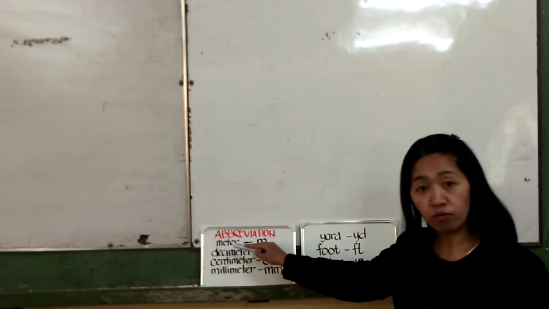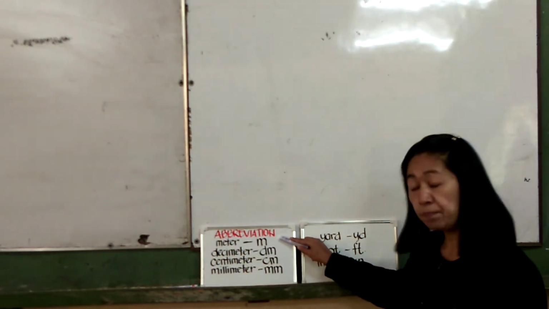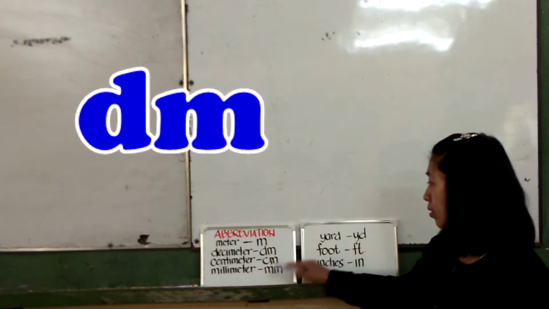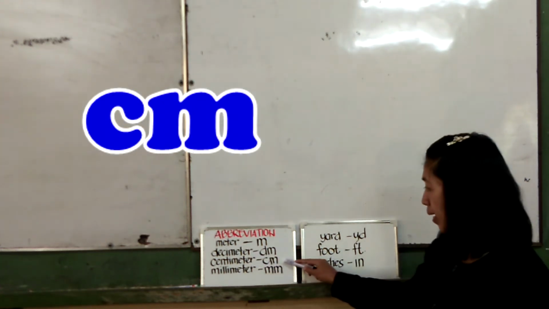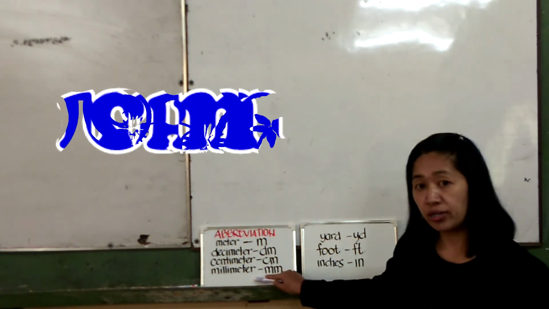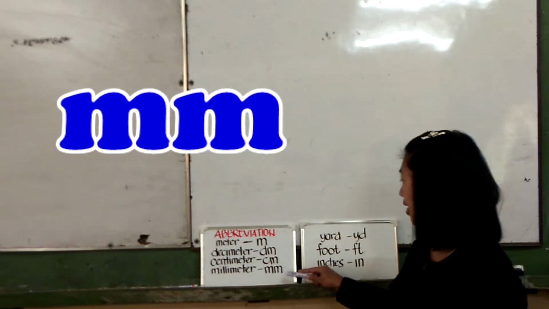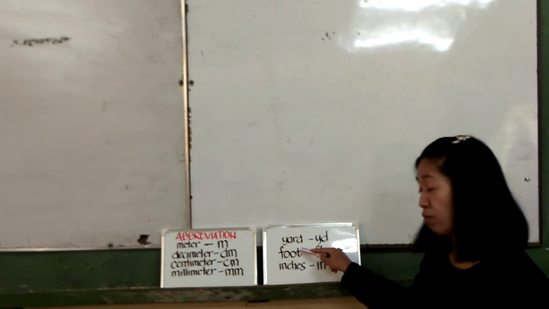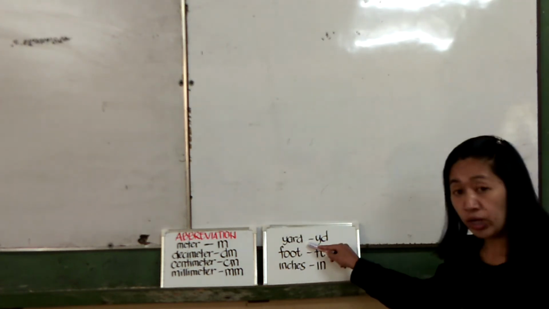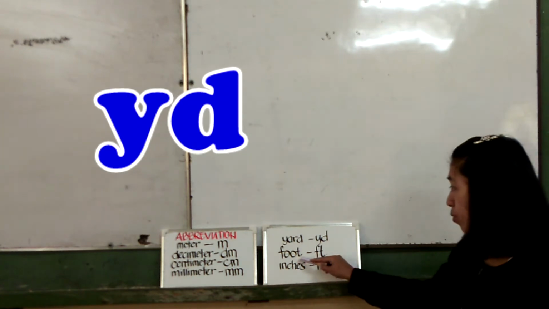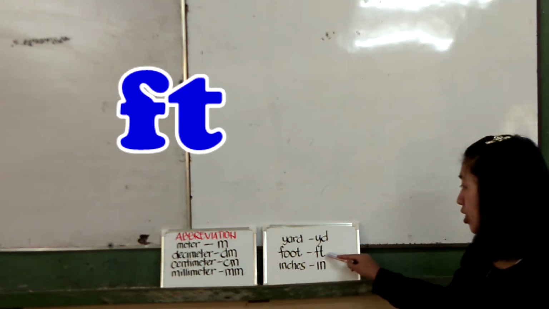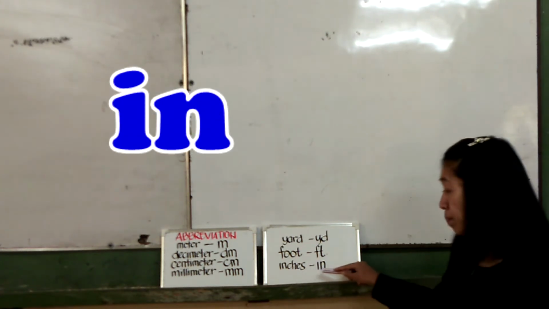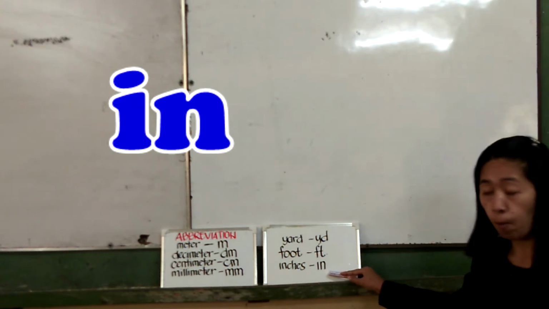The abbreviation of your meter is M, and then decimeter, DM, centimeter, cm, then millimeter, double M or mm. Okay, let's have the other ones here. Your yard, you can find that on your module. The abbreviation of your yard is YD. Your foot or feet is FT. And then the last one is your inches. The abbreviation is IN or inches.